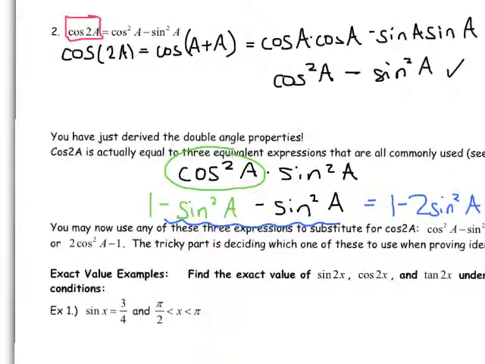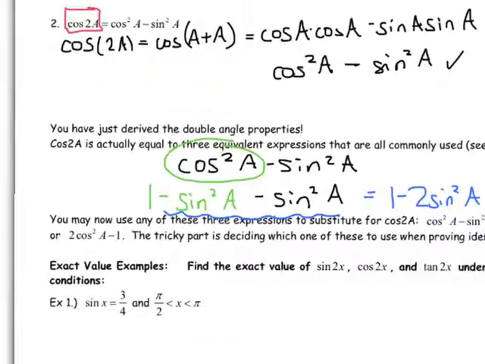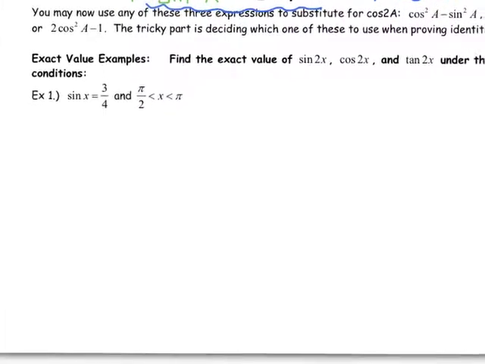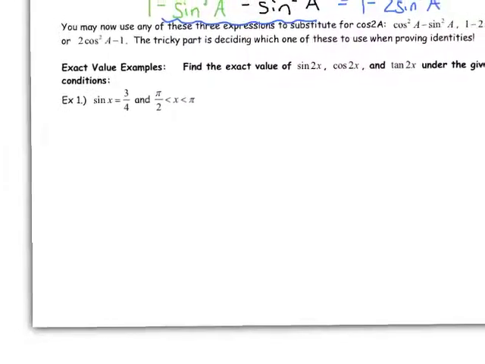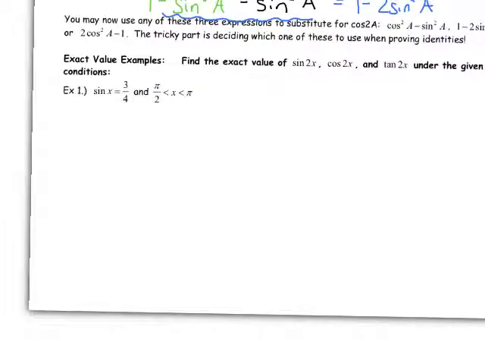All right, so let's go on. Find the exact value of sine of 2x, cosine of 2x, and tangent of 2x under the following condition. Sine of x equals 3 over 4, and x is between pi over 2 and pi. This is telling you where you're going to draw it, because yesterday we worked on general solutions, and remember with general solutions, we would say sine is positive. That can happen in quadrant 1, and it can happen in quadrant 2.